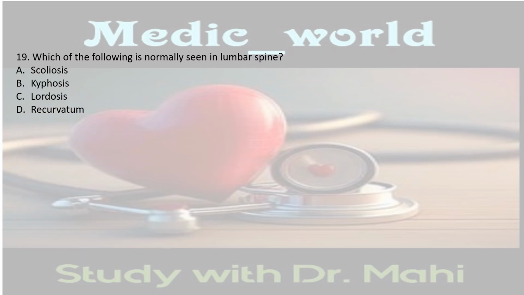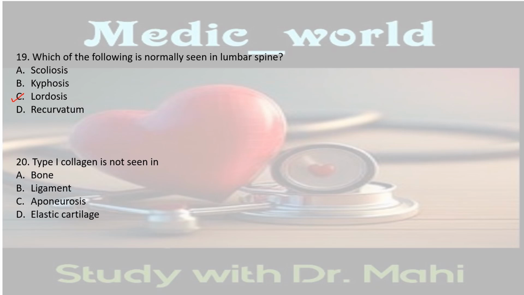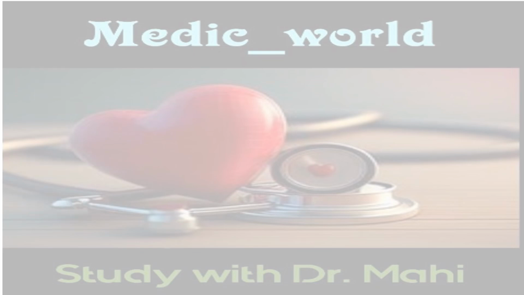Now the next question. Which of the following is normally seen in lumbar spine? We all know that normally lumbar spine shows lordosis, lumbar lordosis. So the answer to this question is option C, that is lordosis. Next question. Type 1 collagen is not seen in. We all know that cartilage contains type 2 collagen. The only cartilage which contains type 1 collagen is the fibrocartilage. So the answer to this question is option D, that is elastic cartilage, because it contains type 2 collagen and not type 1 collagen.